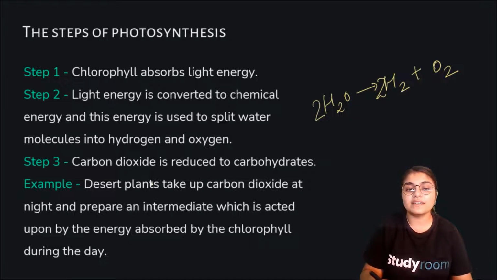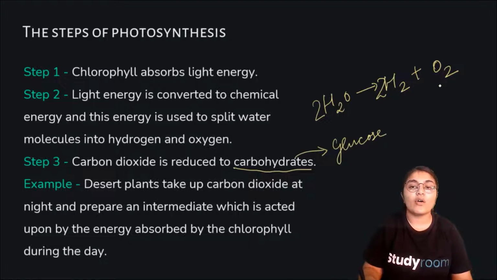Then step 3 is carbon dioxide is reduced to carbohydrates. What is a carbohydrate? Which form of carbohydrate? Glucose. So oxygen is also given out, glucose is also given out.